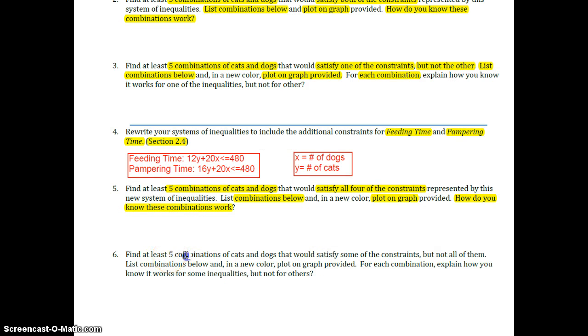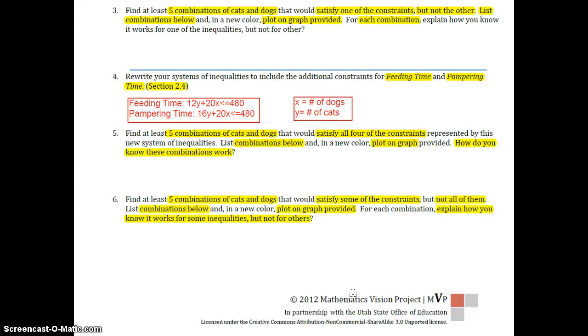Then just like above, 5 combinations of cats and dogs that satisfy just some of them, but not all of them. I want you to list the combinations below, plot them on the graph, and again, explain how you know some of the inequalities work for some, but not others. And let's move on down to problem 7.